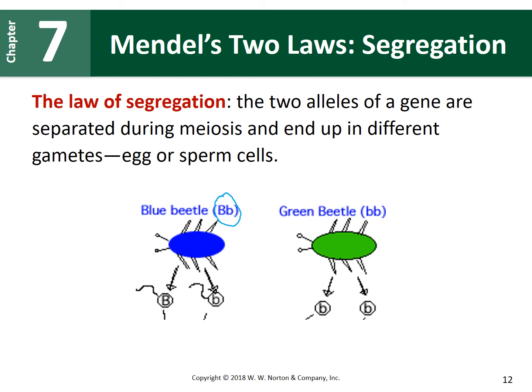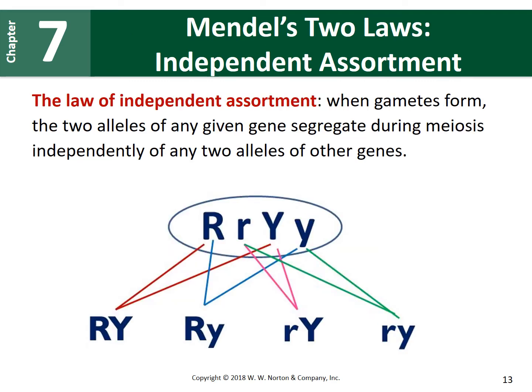If you're looking at more than one trait, it can get very, very complicated. And this is where Mendel's second law comes into play, called the law of independent assortment. This states that when gametes form, the 2 alleles of any given gene will segregate, and they will do this independently of any 2 alleles of other genes.